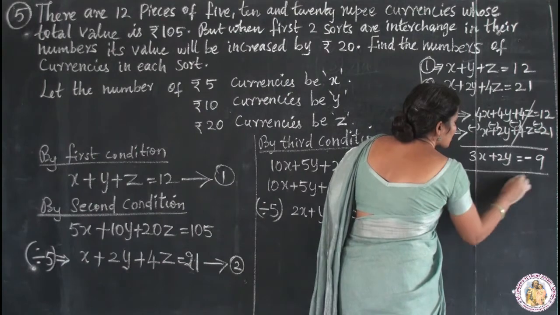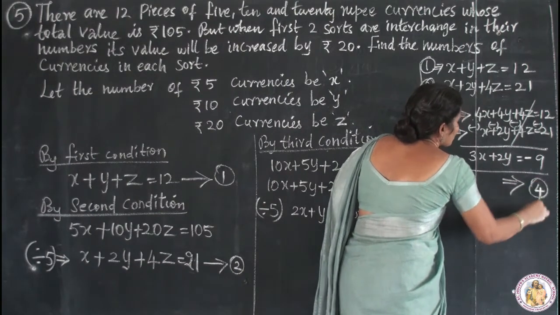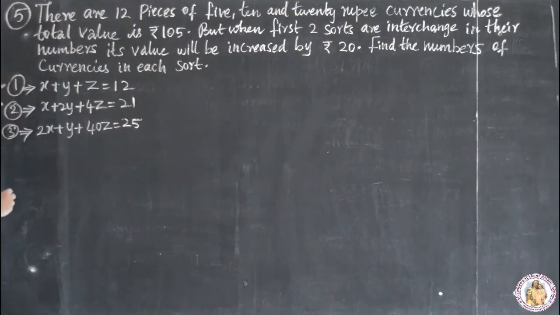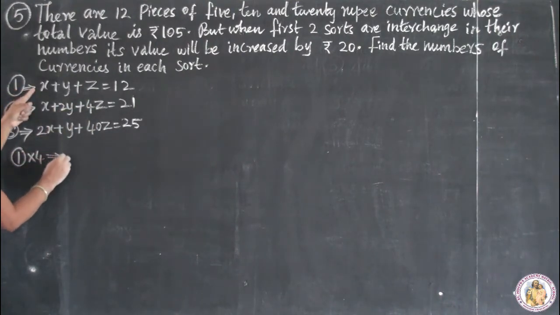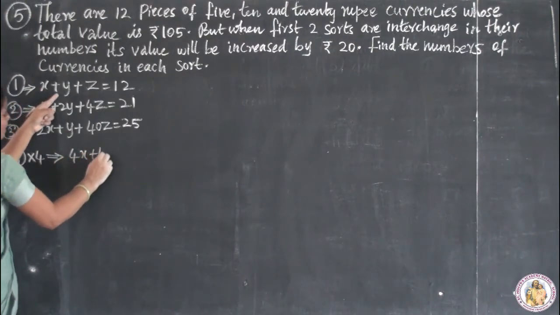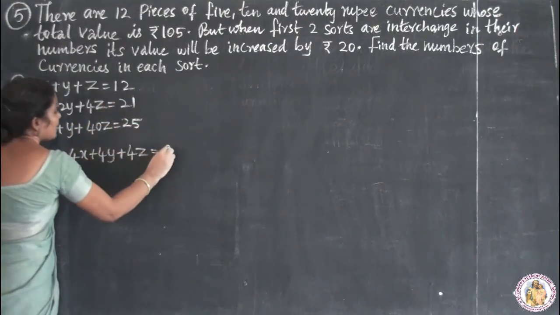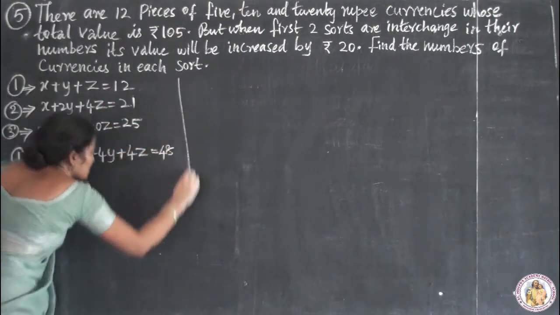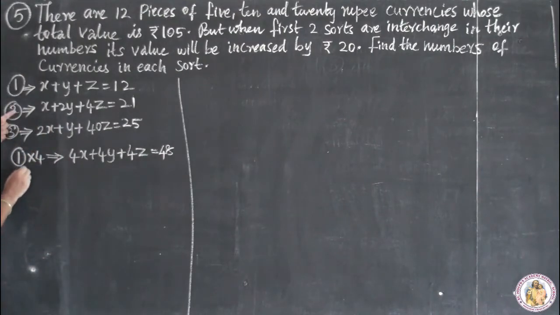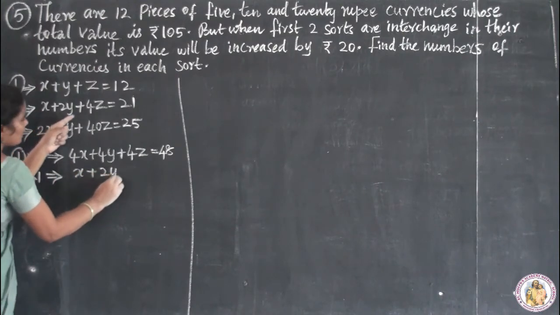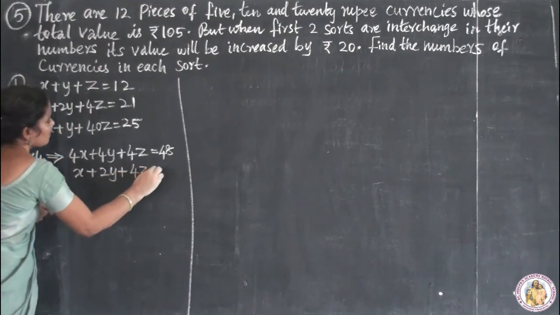Taking this as fourth equation. Taking first and second equation. First equation, to cancel z we have to multiply with 4. First equation multiply with 4 gives 4 into x plus 4y plus 4z is equal to 4 2s are 8, 1 4s are 4, 48. And second equation leave as it is, multiply with 1, x plus 2y plus 4z is equal to 21.